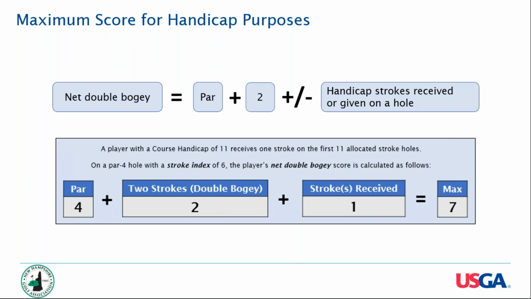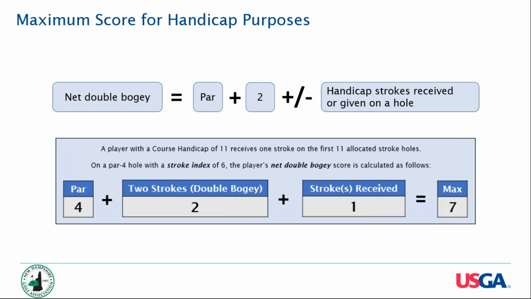So basically, it is a similar principle of even the best golfers have bad holes, and one bad hole shouldn't define a player's ability. Okay, so keeping with that equitable stroke control theme, but now it's net double bogey. So basically, here's the calculation. It is taking par of the hole, adding 2 for double bogey, and then handicap strokes received, we're adding those or given or subtracting, okay?